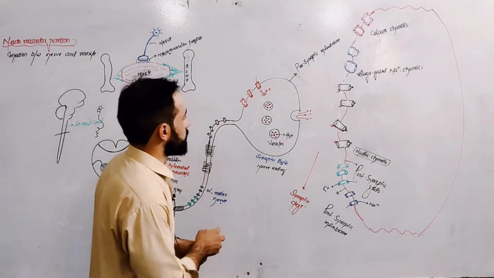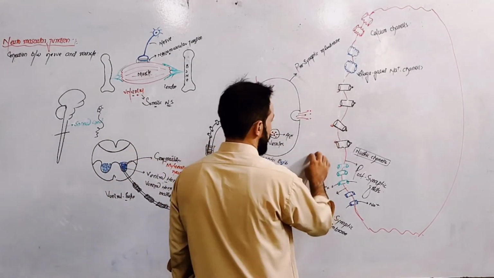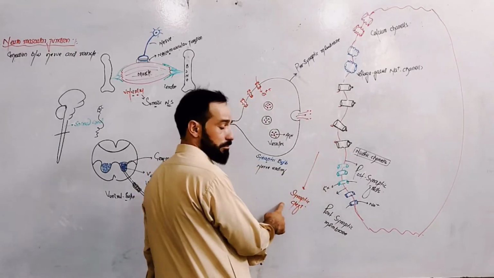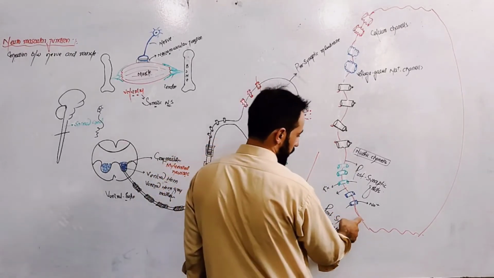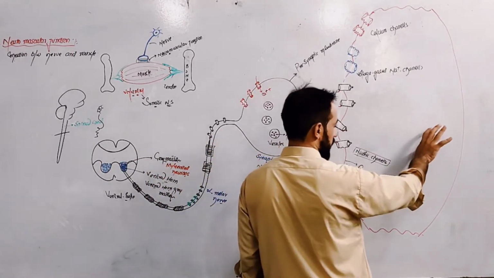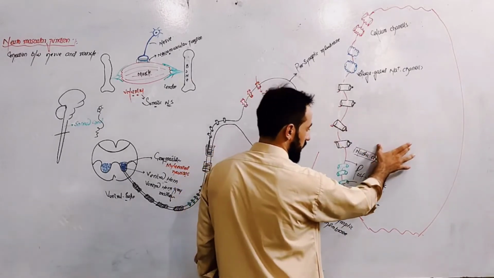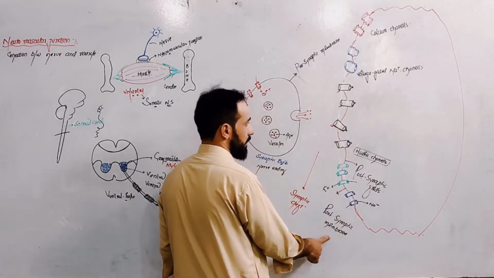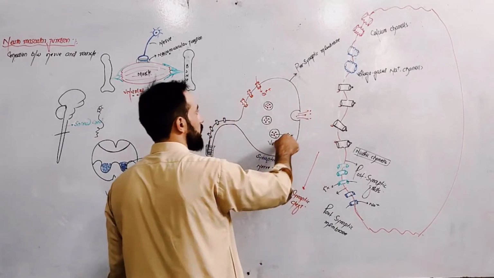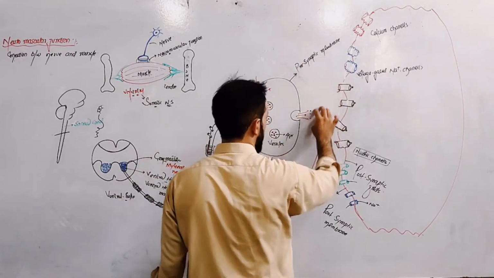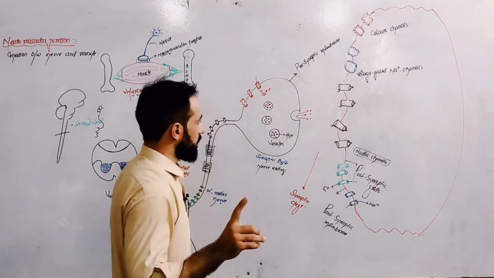Now listen carefully. This is our neuromuscular junction. This area is the synaptic cleft. This membrane on the muscle is the postsynaptic membrane, and the membrane of the nerve is the presynaptic membrane, and this is the synaptic cleft.